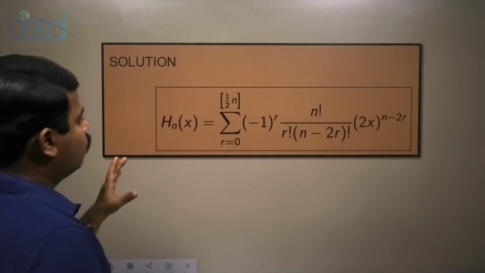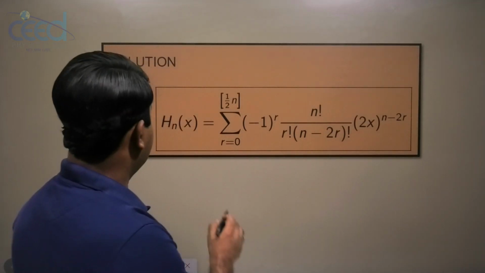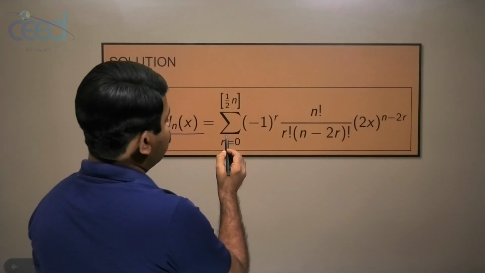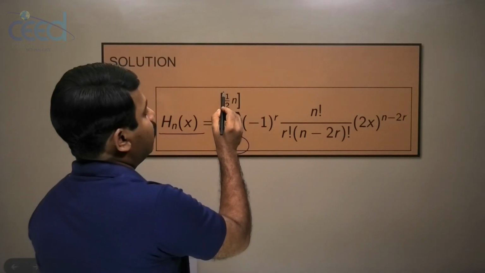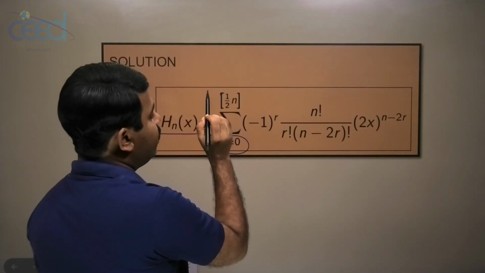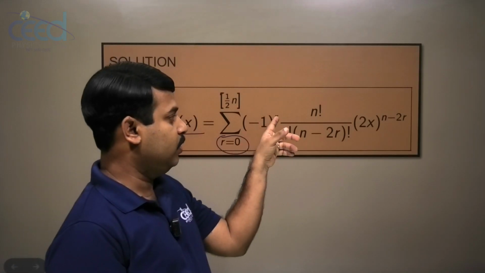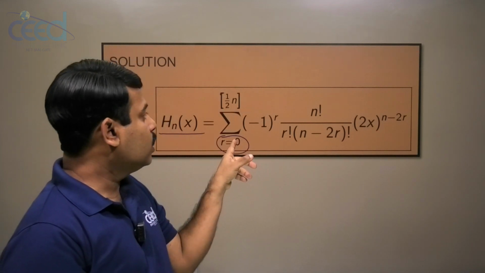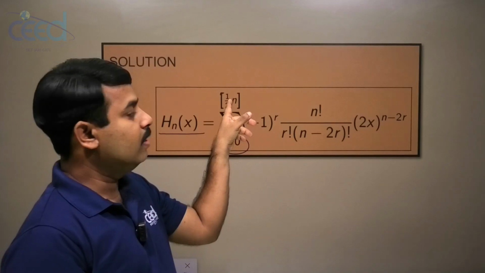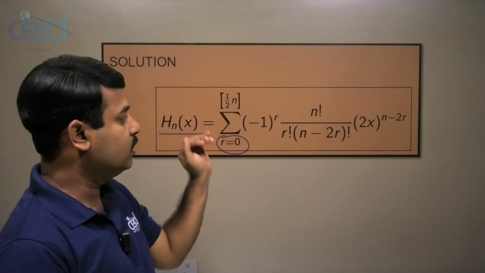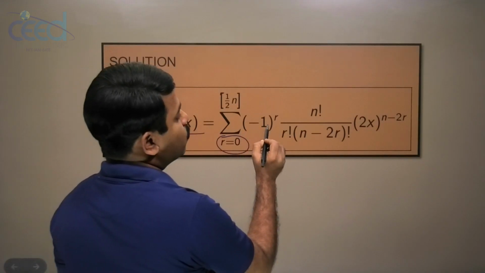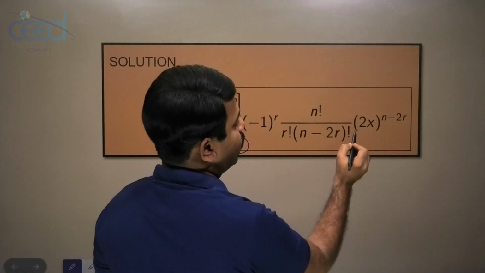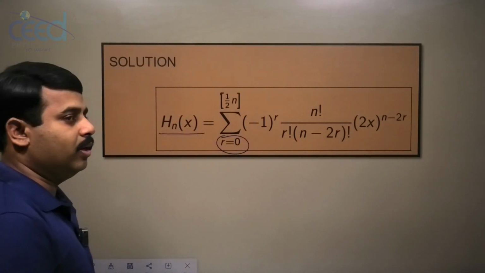Then the solution of this differential equation you can represent as H n of x is equal to sigma r is equal to 0 to, here the variable r is varying from r is equal to 0 to the greatest integer of n by 2, I will explain this very accurately, of minus 1 raised to r n factorial by r factorial, n minus 2r factorial, times 2x raised to n minus 2r.